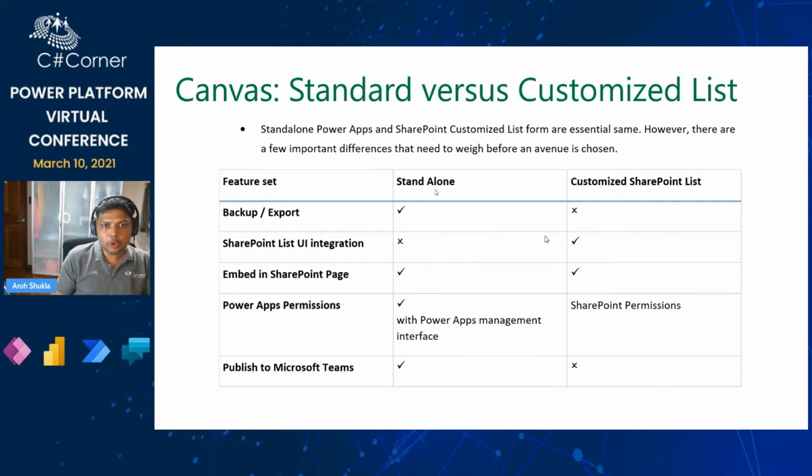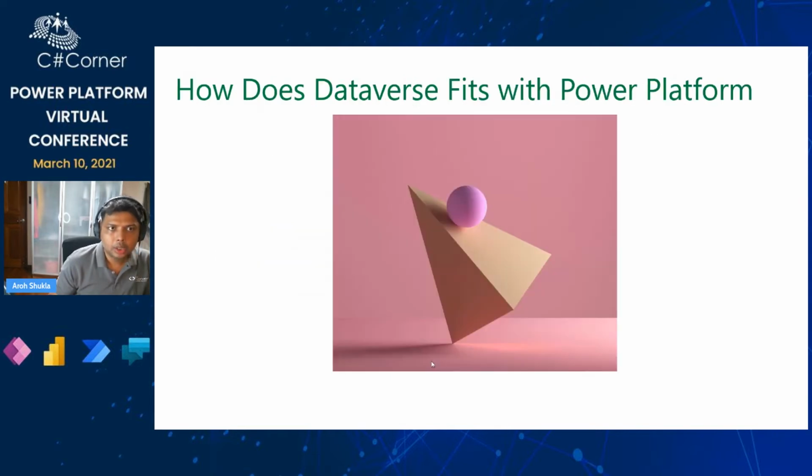Same thing if using a standalone app using maker.powerapps.com, you don't have any integration. But if you use a customized list, you can do it. You can do the same thing inside your Power Apps in your standalone apps and also customize. I know it looks very theoretical. I'll show you in the demo, and you'll find it much easier to do.